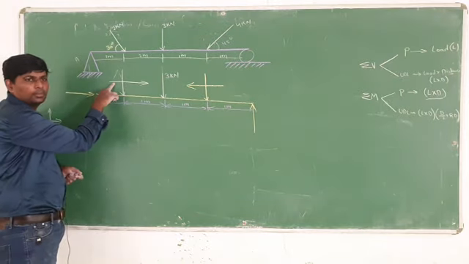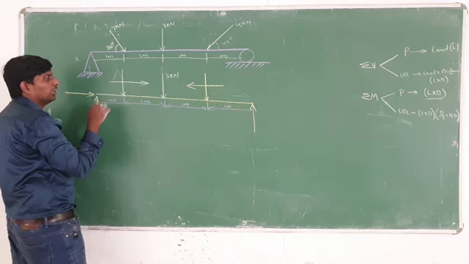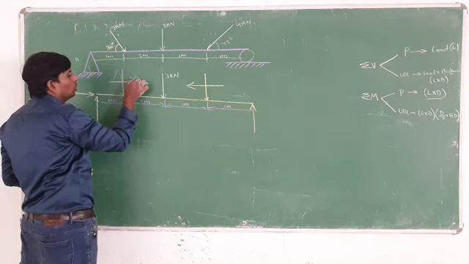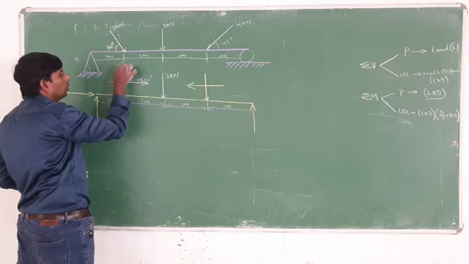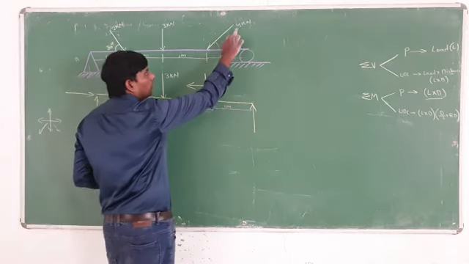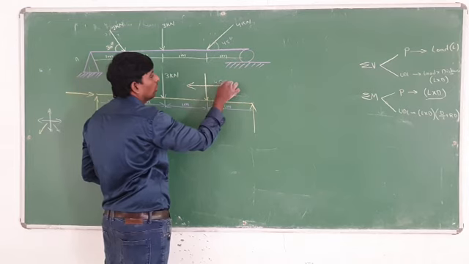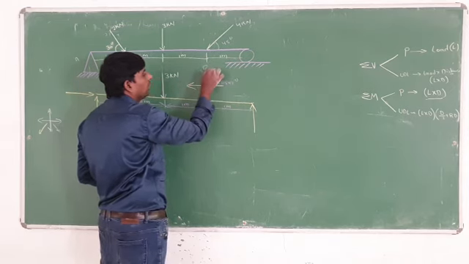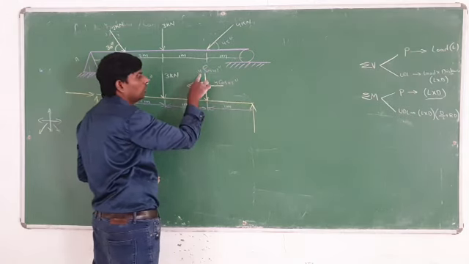This is the horizontal, this one is also horizontal. Horizontal you have to take as cos. So here how much force is there? 2 cos 30. Here 2 sin 30. Any doubt? Now here how much force is there? 4 cos 45 and here 4 sin 45.